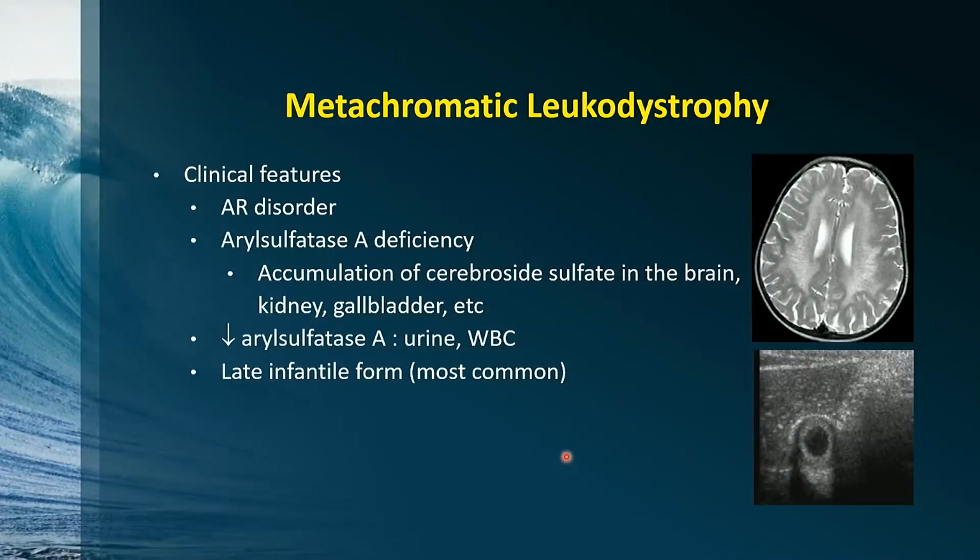So this is a case of metachromatic leukodystrophy. Metachromatic leukodystrophy is an autosomal recessive disorder caused by arylsulfatase A deficiency. Subsequently, accumulation of cerebroside sulfate in the brain, kidney, and gallbladder shows that kind of T2 hyperintensity, primarily involving periventricular white matter. So in patients with metachromatic leukodystrophy, when we perform ultrasound, we can see diffuse gallbladder wall thickening.